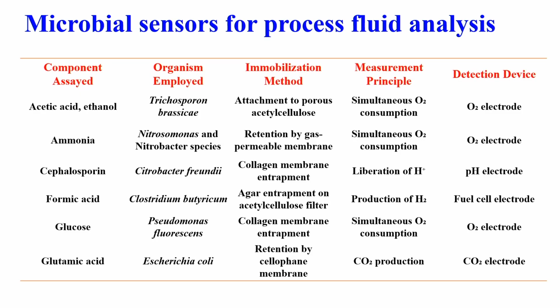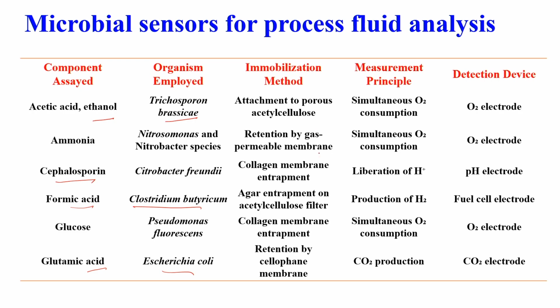In addition, one can have a microbial sensor for process fluid. For example, for acetic acid and ethanol, the organism employed is Trichosporon brassicae. For ammonia, you can have Nitrosomonas or Nitrobacter species. For cephalosporin, Citrobacter freundii. For formic acid, we have Clostridium butyricum. For glucose also Pseudomonas fluorescens, and for glutamic acid equally.